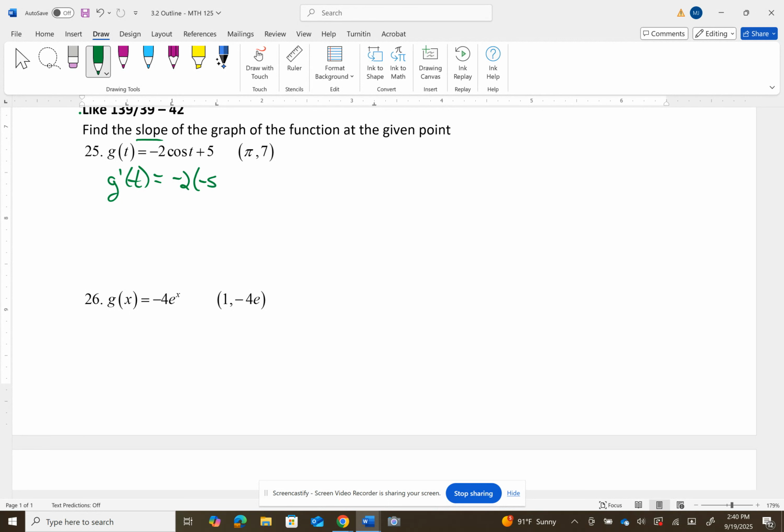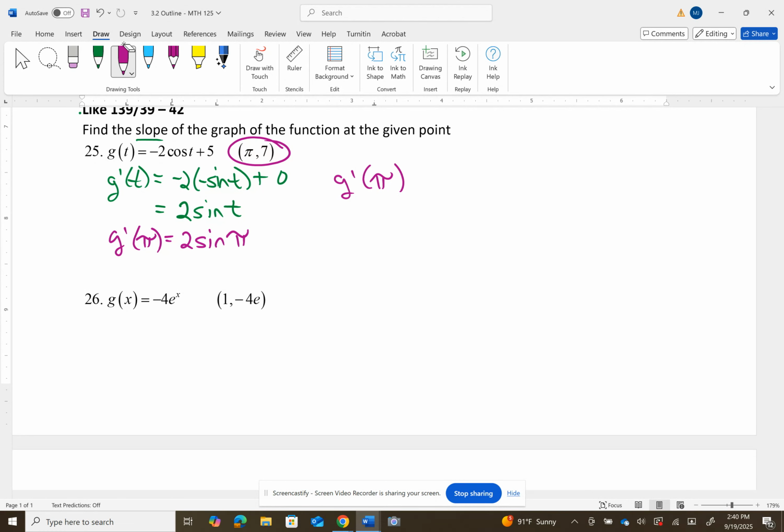Derivative of cosine is negative sine. Derivative of a constant would be 0, so the derivative turns out to be positive 2 sine t. Now you need the slope at the point pi comma 7, so all you're going to do now is plug in pi into the formula you just did. So you're getting not the general formula to get the slope anywhere on the curve, but the value of the slope at a specific spot, okay?